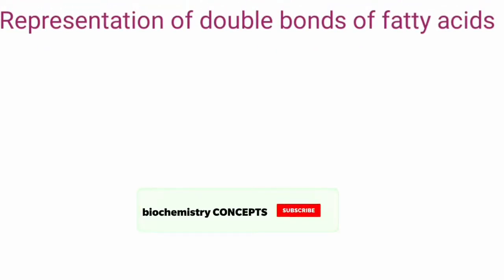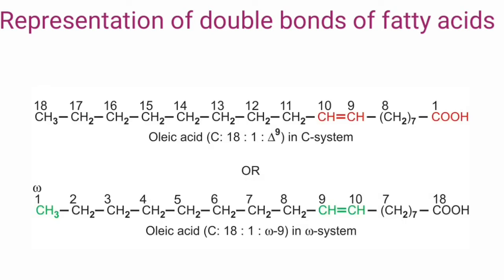Coming to representation of double bonds of a fatty acid, for example, we'll take oleic acid. There are two ways in which the double bonds can be represented. One is the delta system and the other one is the omega system. Coming to the delta system, the numbering is given in this way. For example, oleic acid is an 18 carbon fatty acid, so C18. The next digit 1 indicates that there is only one double bond in this fatty acid, and a delta superscript 9 indicates that there is a double bond between the 9th and 10th carbons. So this is how it is represented in the delta system.